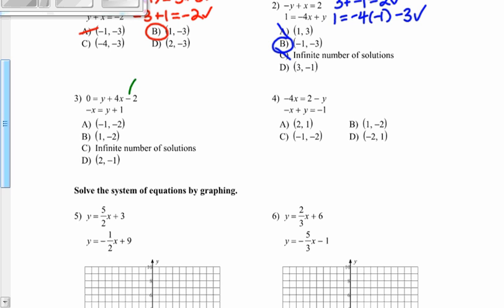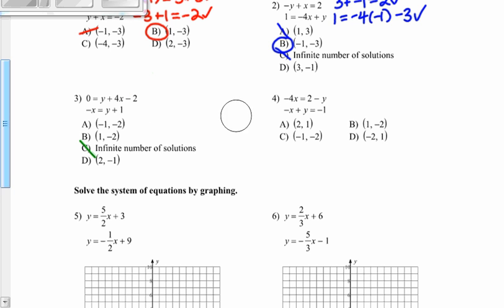So if I wanted to get y by itself here on this top equation, I'm actually going to subtract the 4x and add the 2 over. So I get y equals -4x plus 2. In this bottom equation, if I want to get y by itself, I would just subtract 1 over. So these are not the same equation, so this cannot be infinite number of solutions.